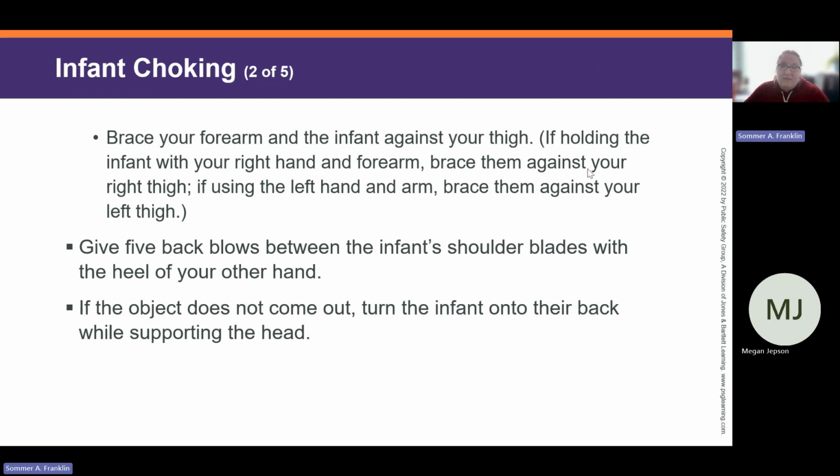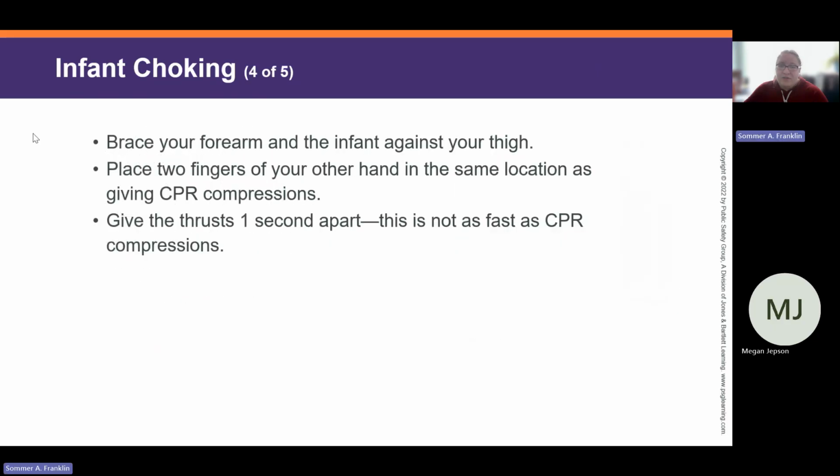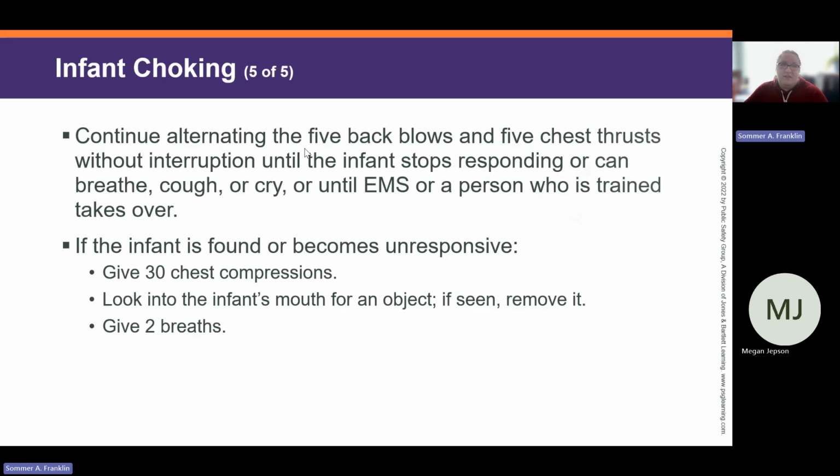If the object does not come out, turn the infant onto their back while supporting their head. Give up to 5 separate and distinct chest thrusts. Support the infant's head with your hand. Lay the infant face up over your forearm, tilting your arm down so the infant's head is lower than their chest. Brace your forearm and the infant against your thigh. Place 2 fingers of your other hand in the same location as giving CPR compressions. Give the thrusts 1 second apart. This is not as fast as CPR compressions.